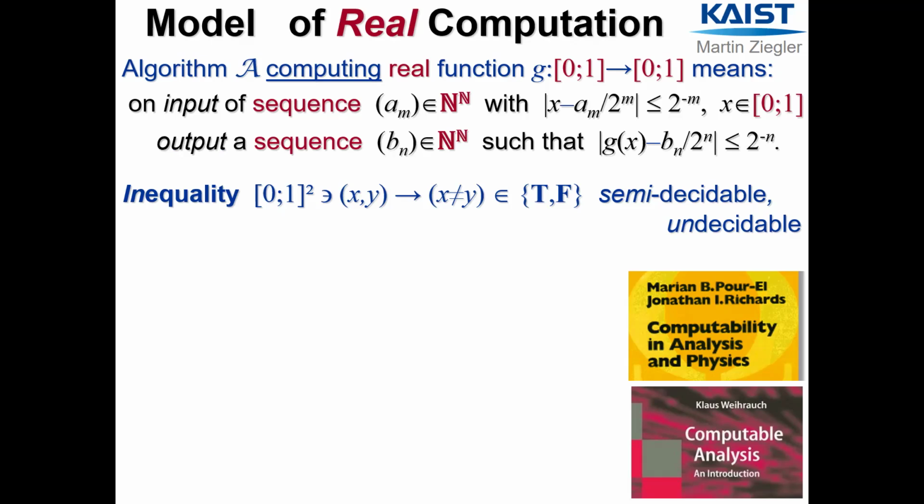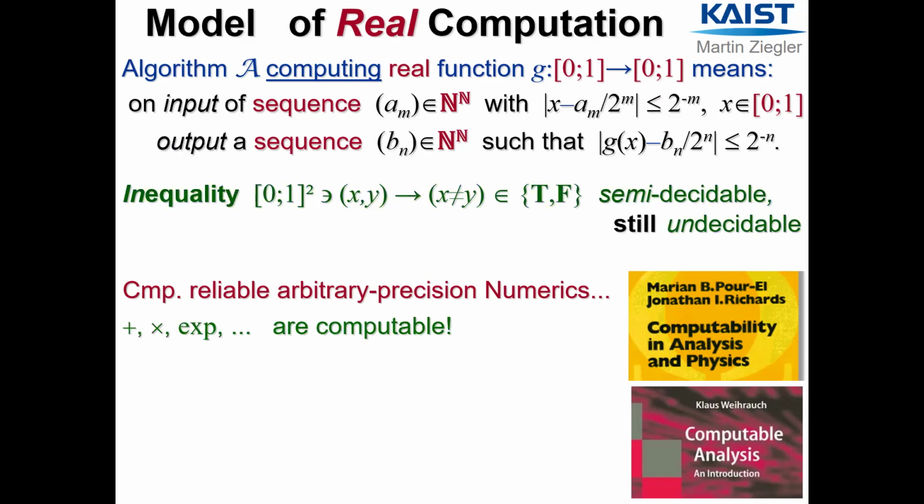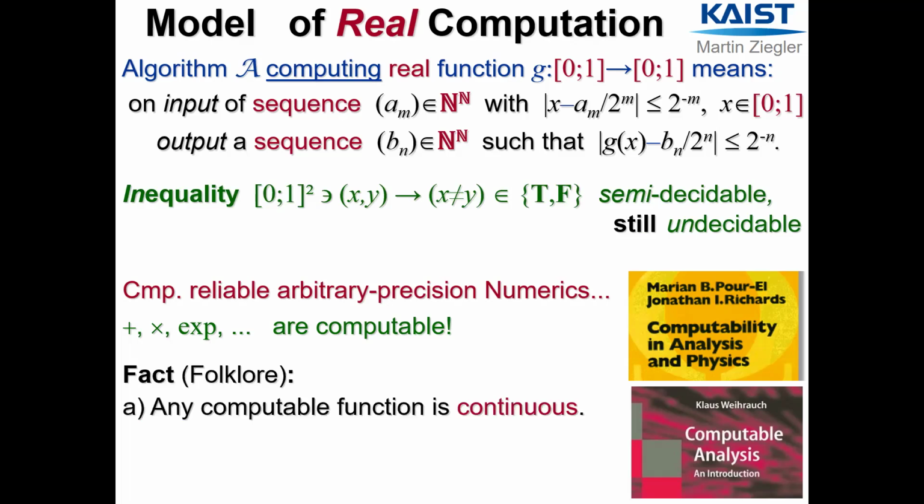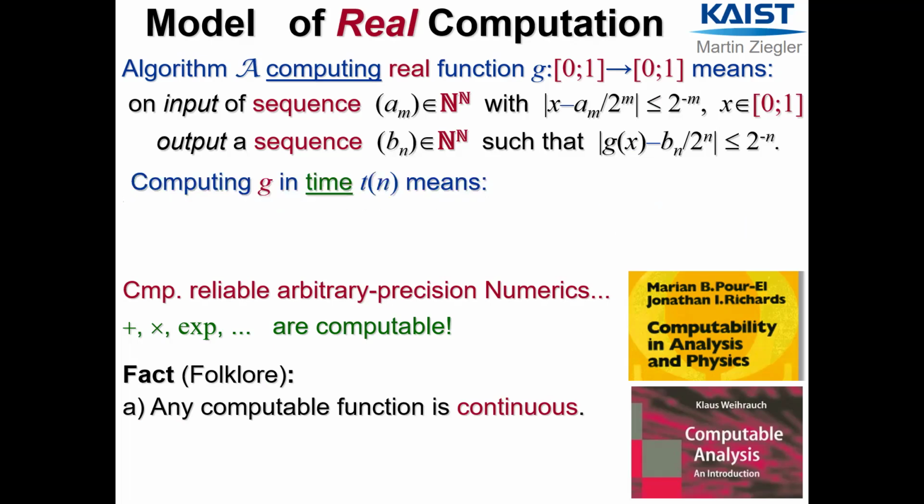Well, equality is still undecidable, inequality is still semi-decidable, but now all the real functions that you can think of, the continuous ones, turn out to be computable, and this is kind of a formalization of arbitrary precision numerics, right? A sequence of computations with higher and higher precision. It could also be regarded as a formalization of domain theory. And even transcendental functions are now computable, but still any computable function must be continuous, so no jumps. Natura non facit saltus.